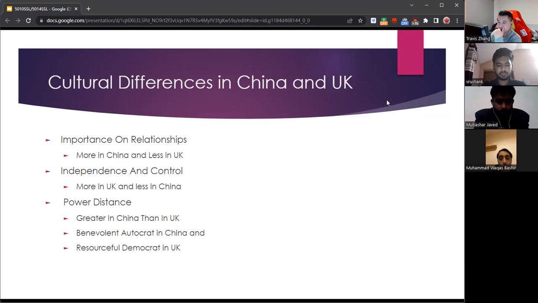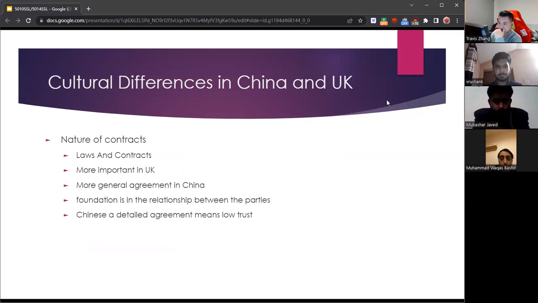Basically, if we differentiate between the two countries, China and UK, the importance of relationships is found more in China, but less in the UK. But independence and control we can find more in the UK, but less in China. It's the same if we go further: we can see the power distance is greater in China than in the UK, a benevolent autocrat in China and a resourceful democrat in the UK. So these are some of the differences between China and the UK we saw so far.